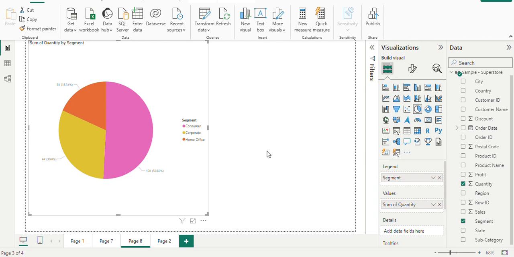So we can actually change this. If we have multiple pie charts, we need to change the colors. Then only it will be possible to identify the things manually.